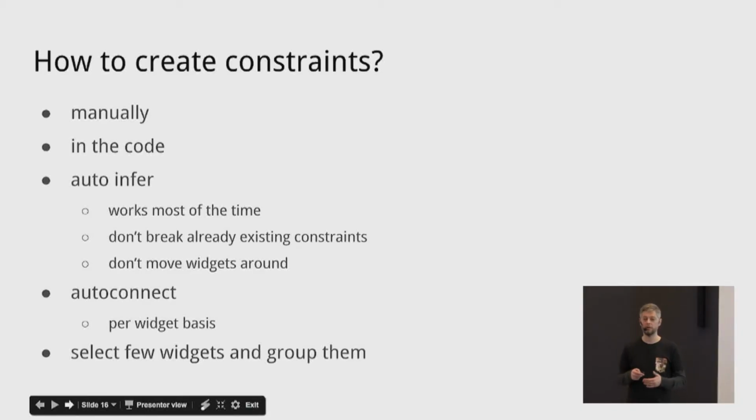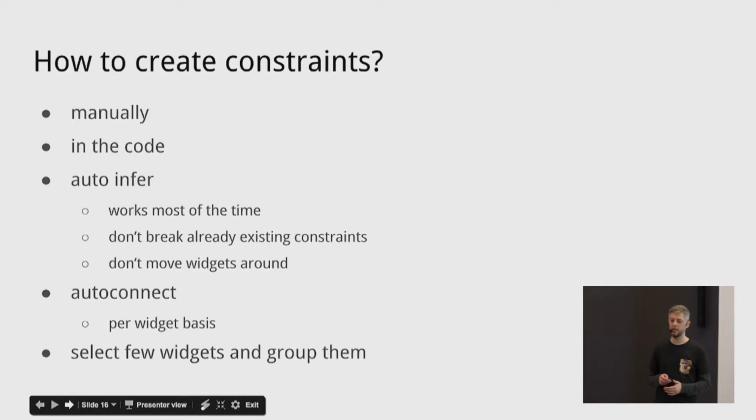There is another feature called auto-connect. If I add a view to a ConstraintLayout and I have all the connections already created, then when I add a new view, the auto-connect feature will try to connect this new view to other views so that I don't have to create this manually. And of course, if it doesn't work for me, I can just remove the connections created by auto-connect and auto-infer and use my own handmade connections.